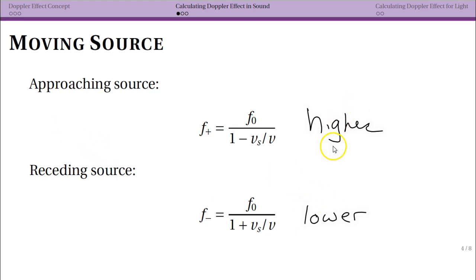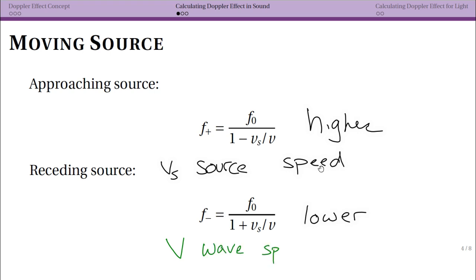And notice that the reason it's higher is because this is going to be a number, and usually this number here is pretty small. So it's 1 minus a small number. So if you have like f divided by 0.99, that just makes this a little bit higher. So now be careful. Vs here is going to be our source speed. That is, for instance, the speed that the ambulance is going. V is then going to be the wave speed, and that is, for instance, the speed of sound, which is what we're talking about.